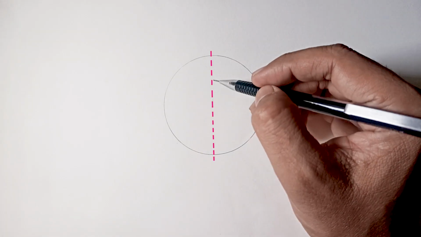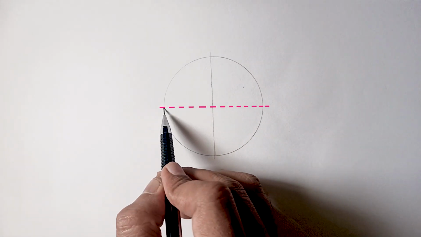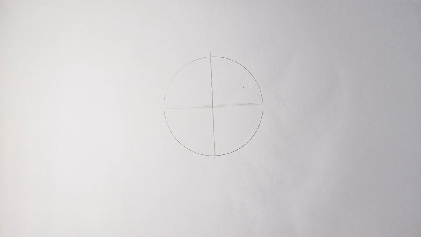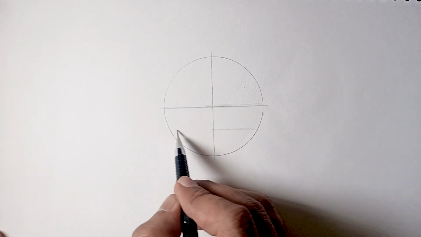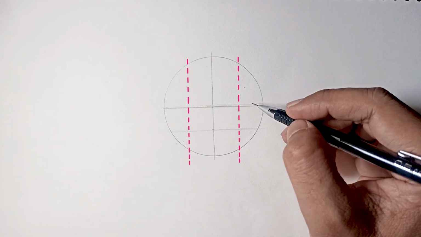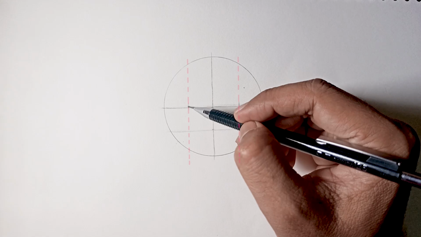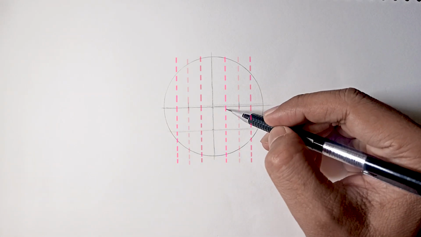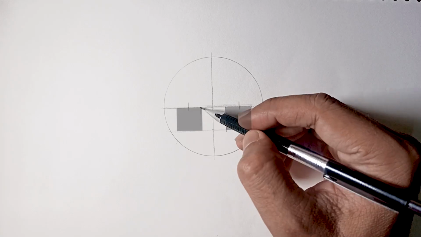Now we will divide the circle by a vertical line and once again by a horizontal line. We will divide the lower half of the circle in half by a horizontal line. In this way we get the position for the eyes. Mark both sides and divide both sides of the circle equally. Now when you divide these marks equally, you will get the boxes for the eyes.